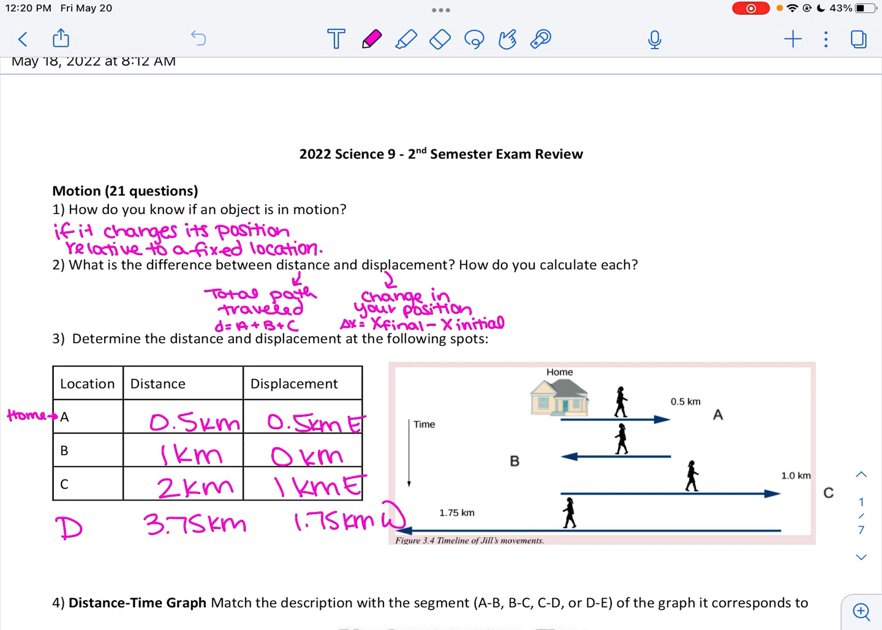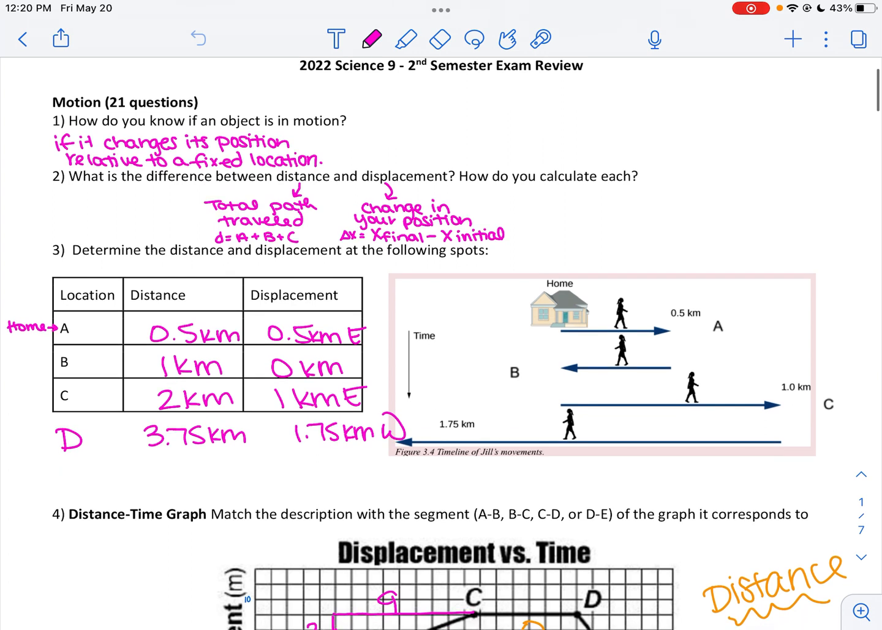Okay? So in this next picture, when you're looking at your walk from your house to A to B to C, and then D got cut off down here, so I added it. So if you're watching the video, you're going to see that I added that D. So from home to A, if I walked from home to A, I covered a distance of 0.5 kilometers. So my distance and displacement are the exact same because I didn't turn, I didn't do anything different. I just walked in a straight line. Well, when I want to go back to B, I'm going to turn around. So the moment that you turn around or you change your direction, your distance and displacement are no longer equal.